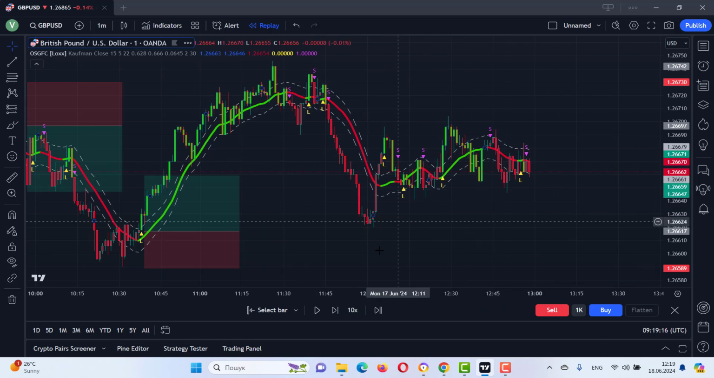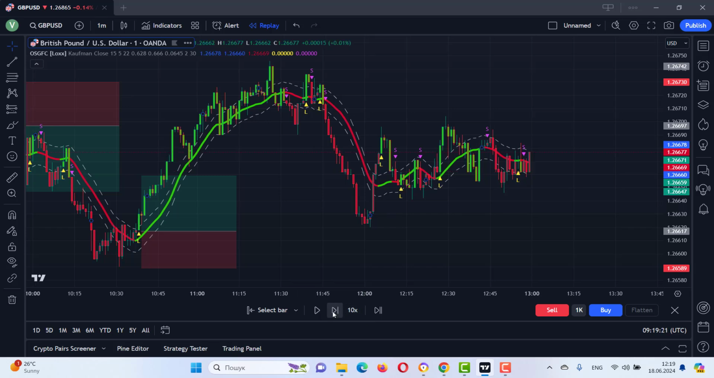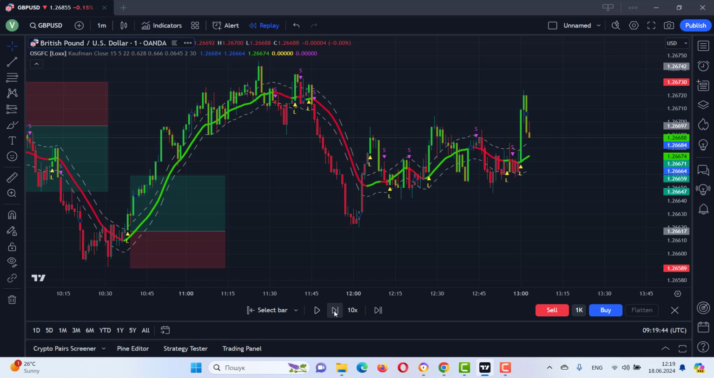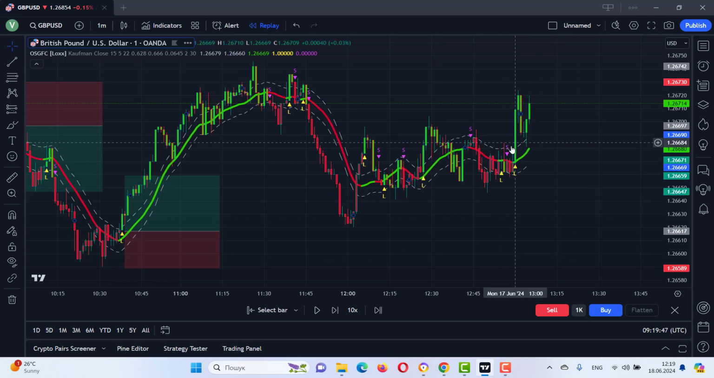Let's wait for the signal. Yes, in principle, yes. Look, a green candle. A sell signal. Well, let's give it a shot, shall we? There seems to be a lateral trend here. However, I believe it would be beneficial here. Let's give it a try.